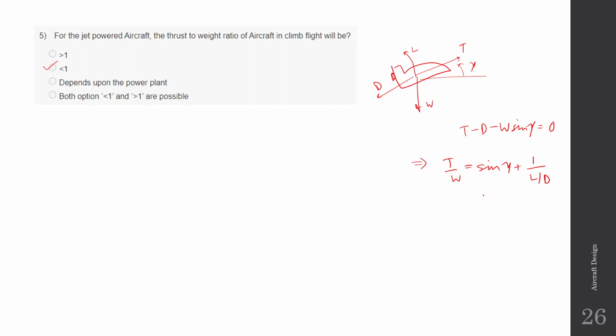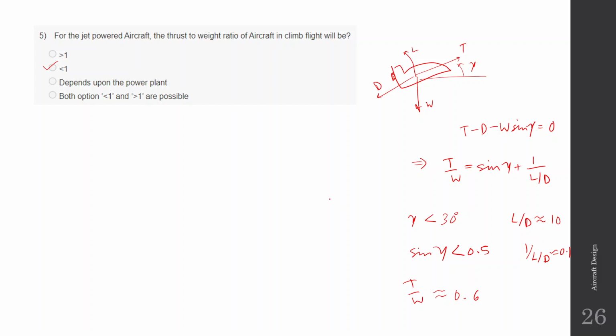For most aircraft, the climb angle is very low. So climb angle is less than 30 degrees. So sine gamma is also less than 0.5, and the lift to drag ratio is on the order of 10. So 1 by L by D is on the order of 0.1. So for normal aircraft, the maximum thrust to weight ratio is on the order of 0.6. It is usually not more than this, and in fact, it is quite lower than this.